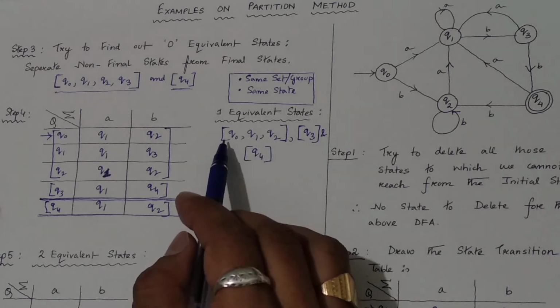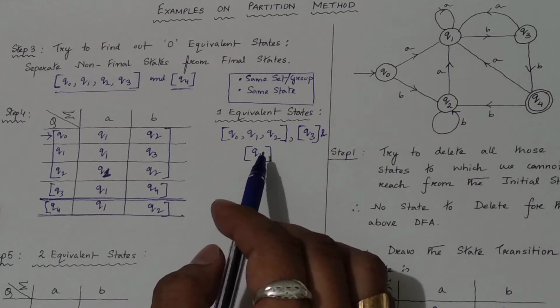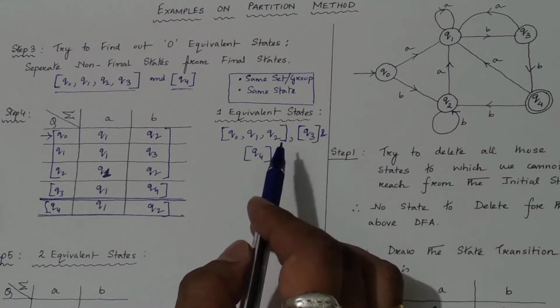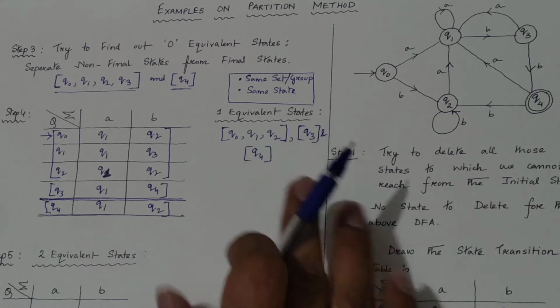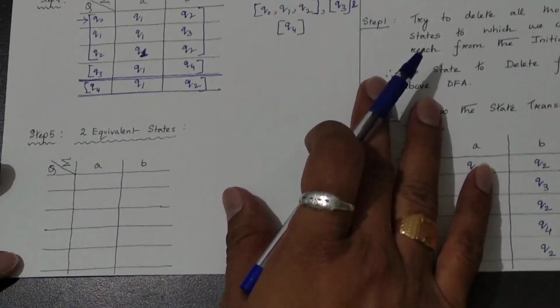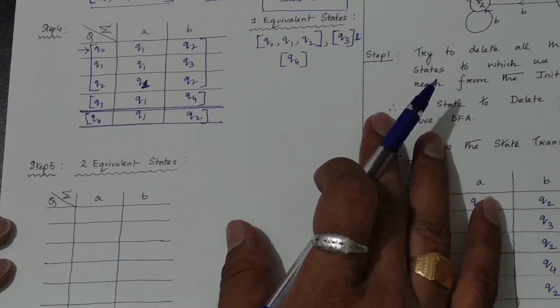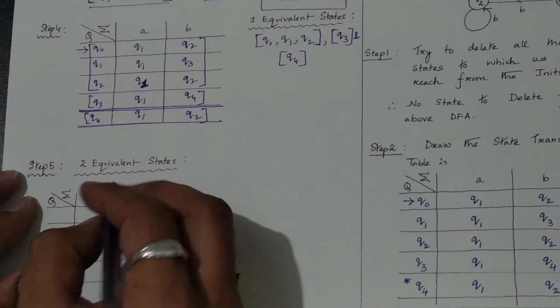Now how many groups are there now? Three groups are now present, okay? So these two are alone. So first I will check with this one, okay? Now moving to two equivalent states, okay, there is a problem. This is empty. So let me write down the things.